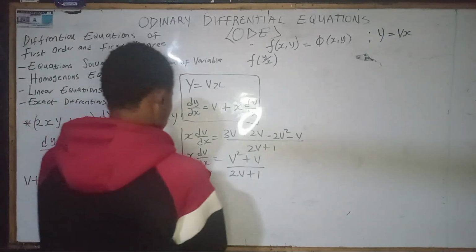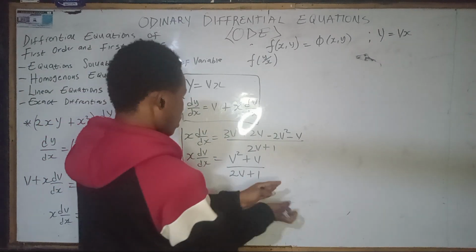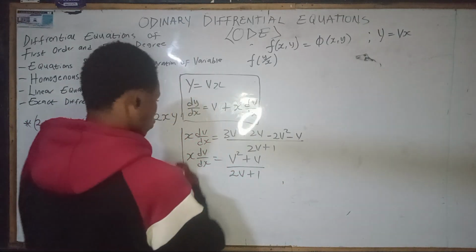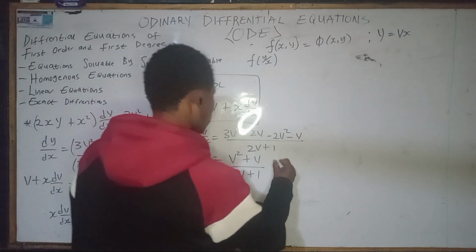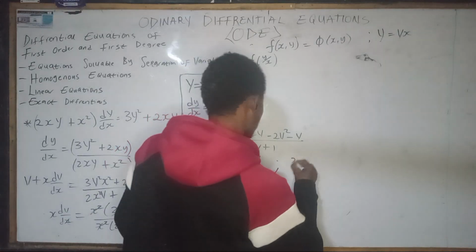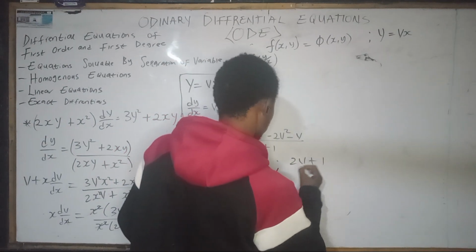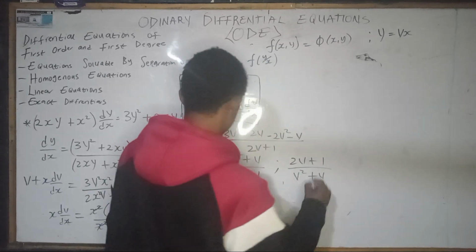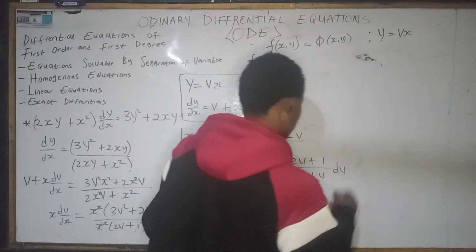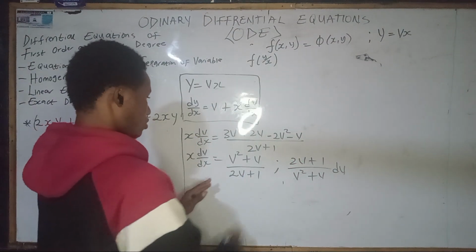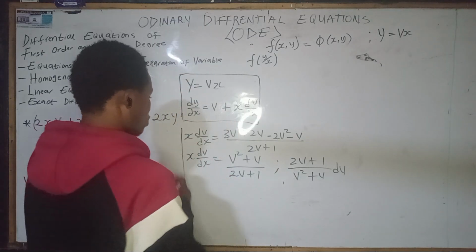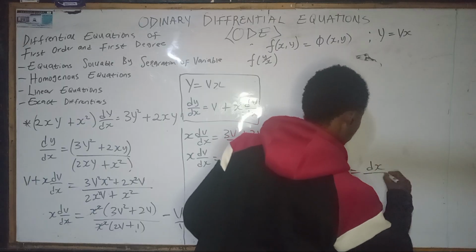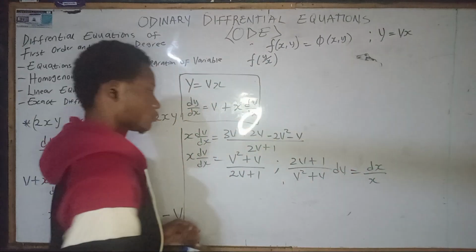So we bring all the values of x to this side, all the values of v to this side. If I bring all the values of v to this side, it becomes (2v + 1) / (v² + v) dv. That is, when we bring it to this side, this turns upside down, and here we are going to have dx over x.